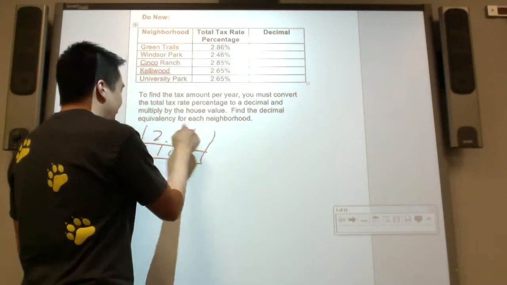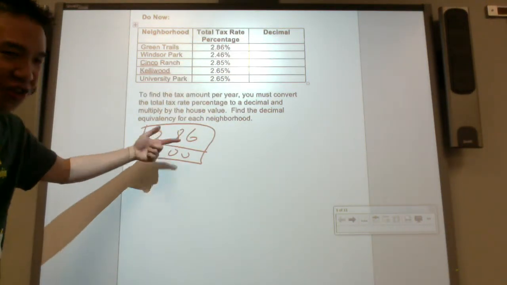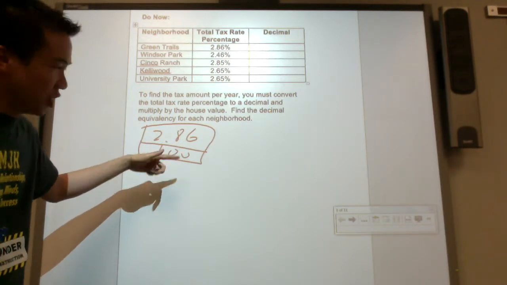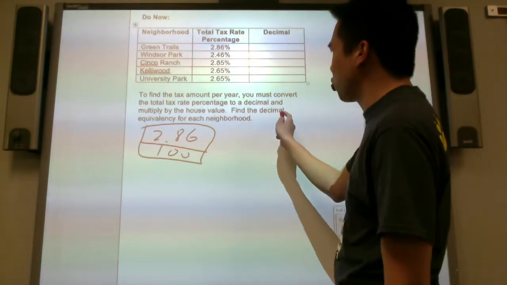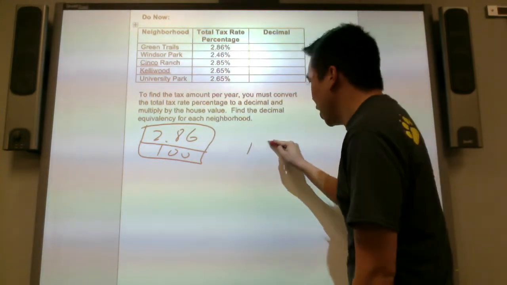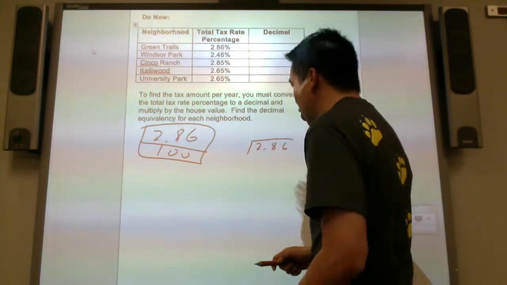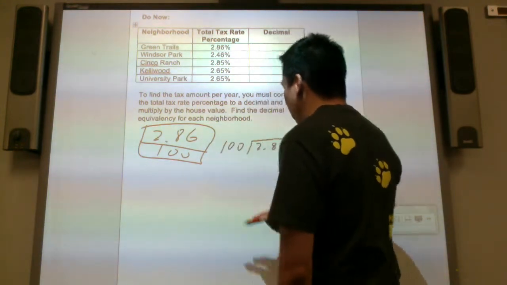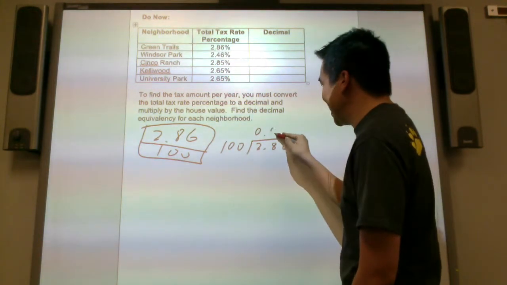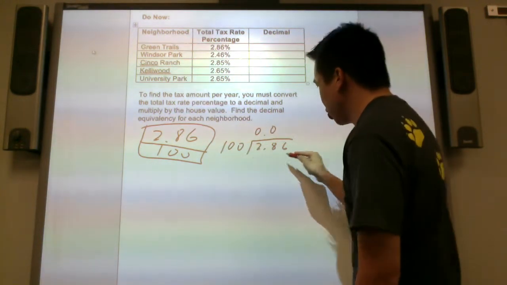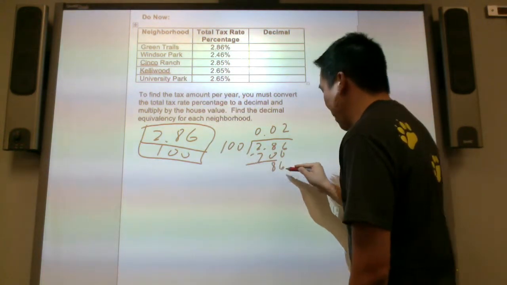So this is the fractional equivalency of 2.86%. There's a better way to write this as a fraction without decimal points. But let's find the decimal because they just want us to find the decimal equivalency for each neighborhood. So we have 2 and 86 hundredths. We're going to break it into 100 groups. Can 100 go in 2? 0 times. Can 100 go in 28? 0 times. Can 100 go in 286? 2 times. So we have 86 remaining.